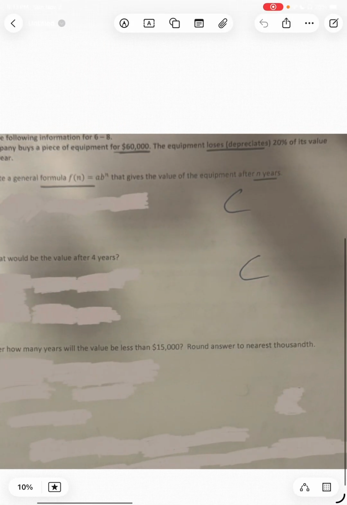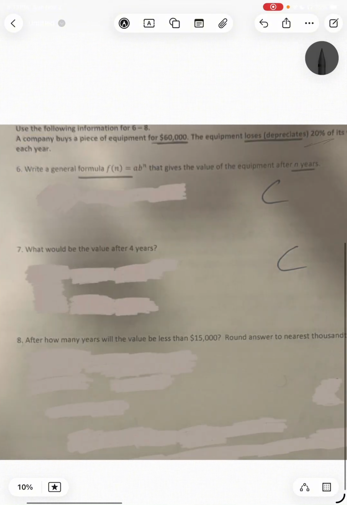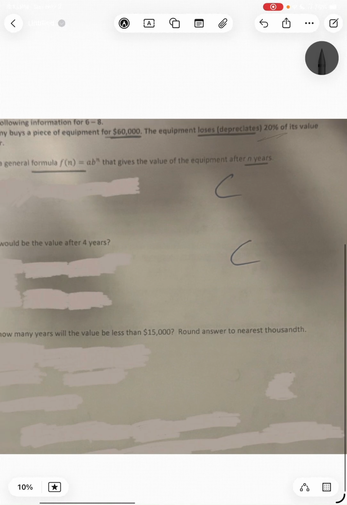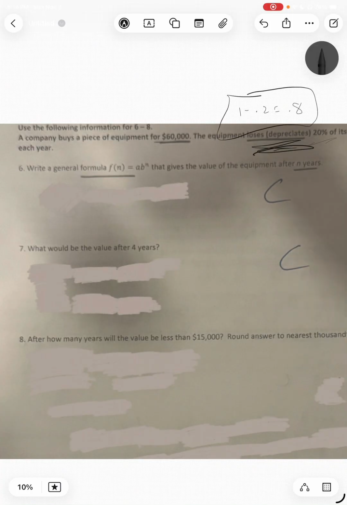All right. Okay, and now for this problem, a company buys a piece of equipment for $60,000. The equipment loses 20% of its value each year. Okay, depreciates 20% means we grab our 1, which represents 100%, minus 0.2, which represents the 20%, which gives us 0.8. So that is our rate.